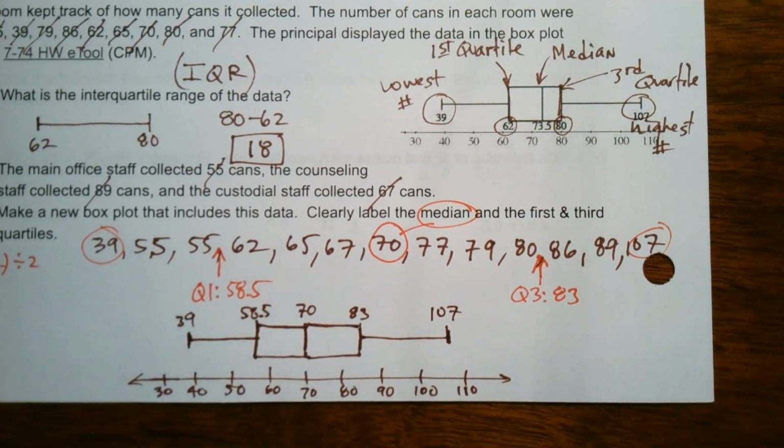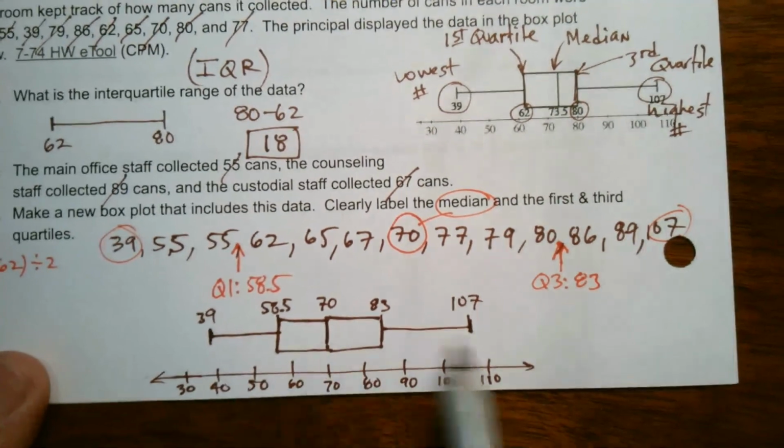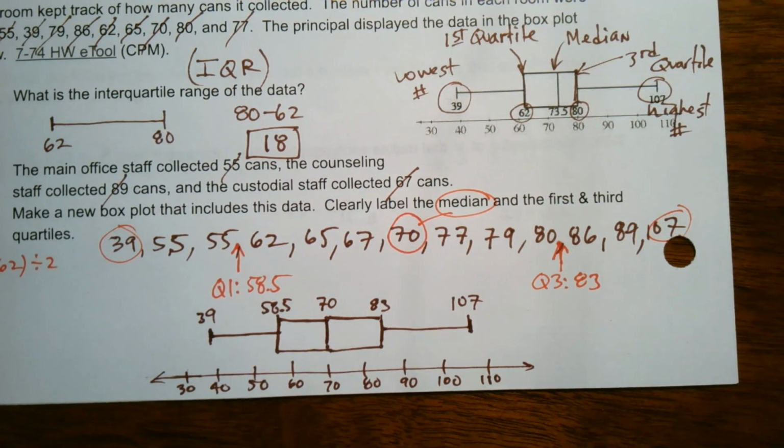So that right there is the new box plot based on the additional data I was given. Okay, here we go.